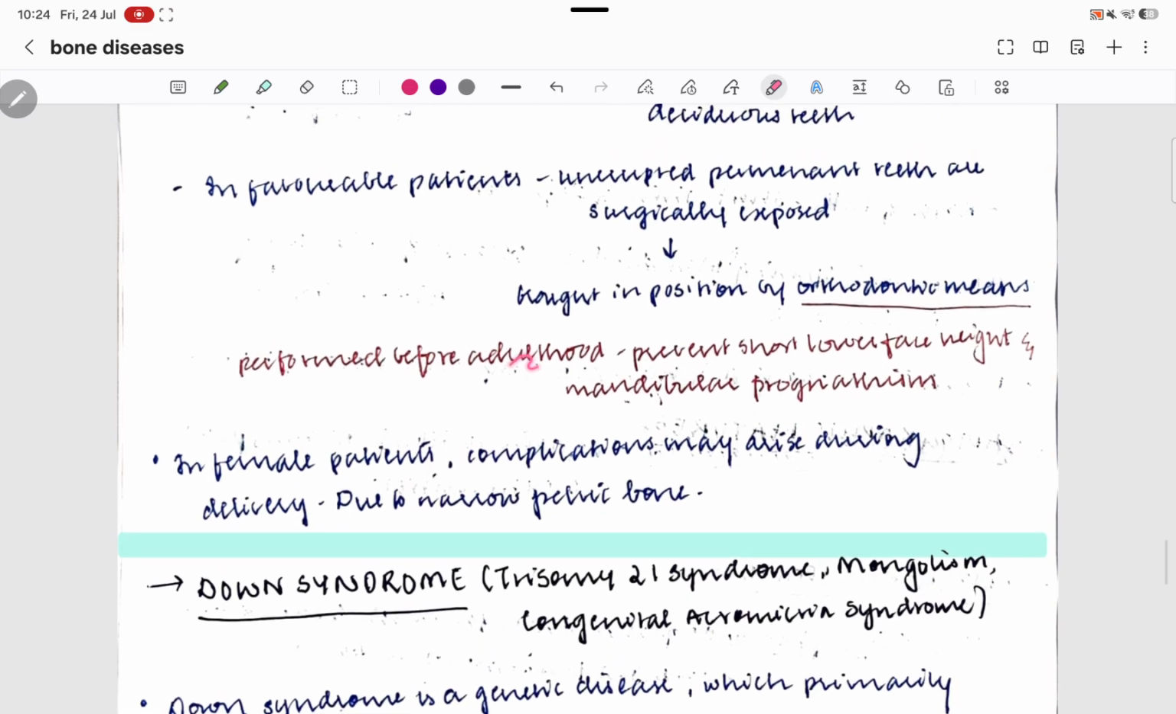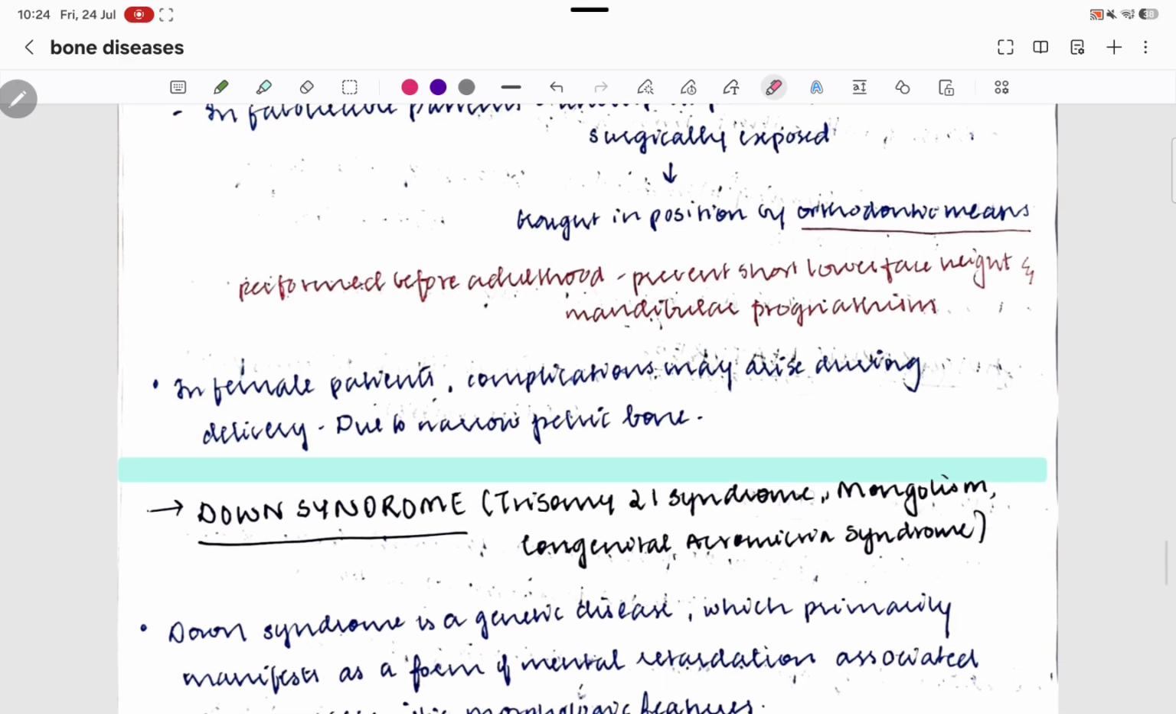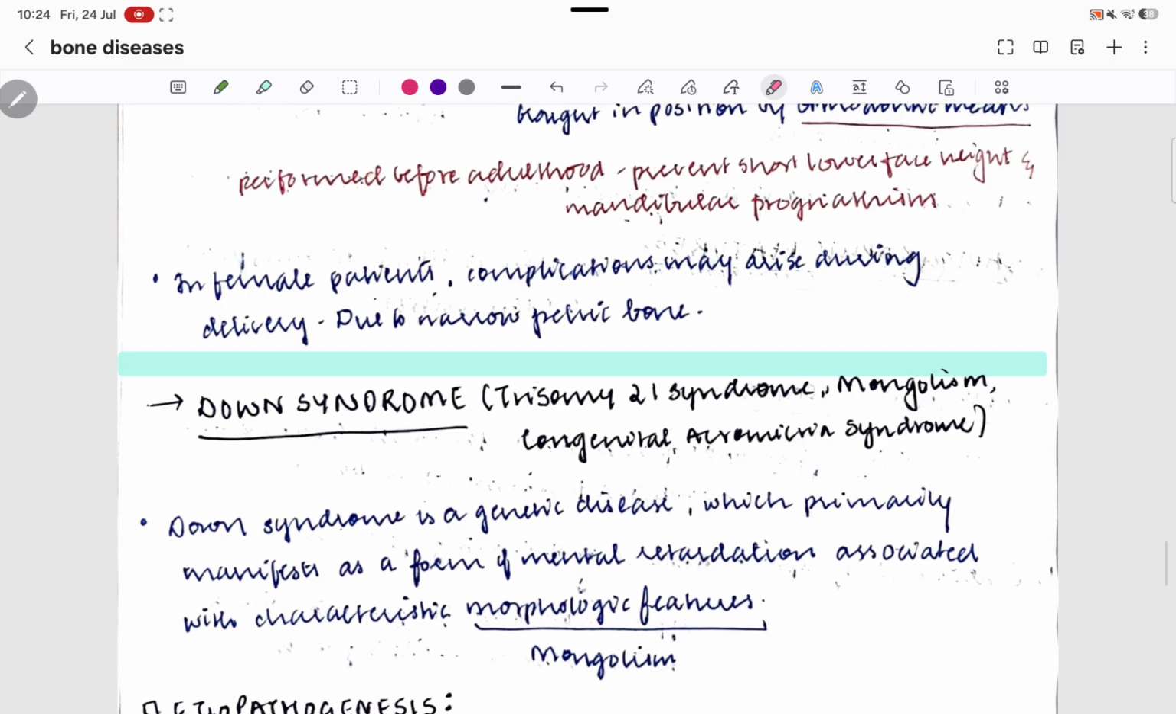So any change, if it has to be done, has to be done before adulthood, because then there are a lot of complications that you will study in orthodontics. In female patients, complications may arise during delivery due to narrow pelvic bone.